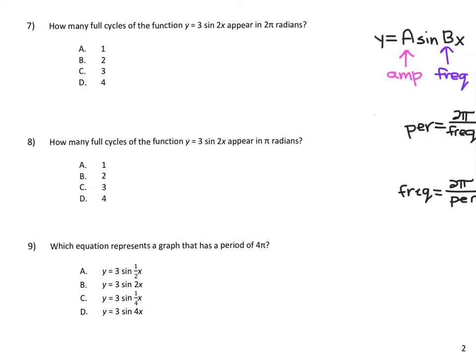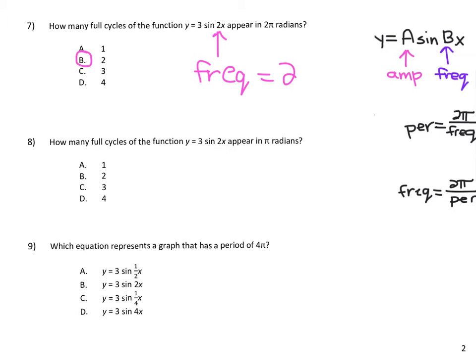Okay, so number 7 wants to know how many full cycles would appear in 2 pi radians if we were to graph this function. Okay, so the frequency is what's going to help us out with that. So here you could see the frequency equals 2. Now, we know the frequency is the number of complete cycles between 0 and 2 pi. And that's what this question is asking us, how many full cycles would appear in 2 pi radians. So how many full cycles would appear between 0 and 2 pi? Well, the answer is 2, because that's exactly what the frequency is.